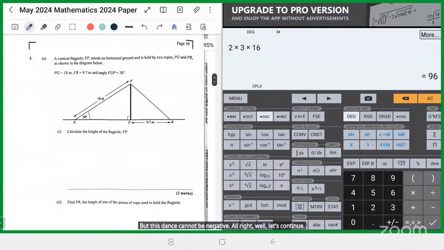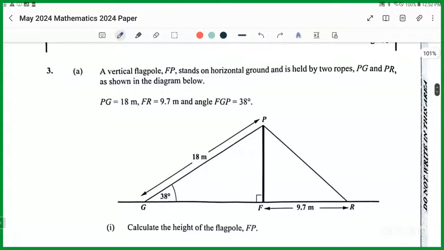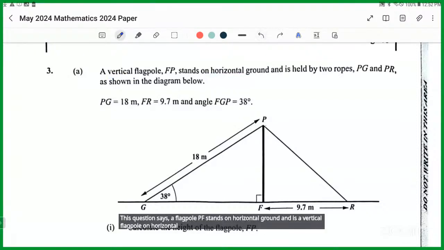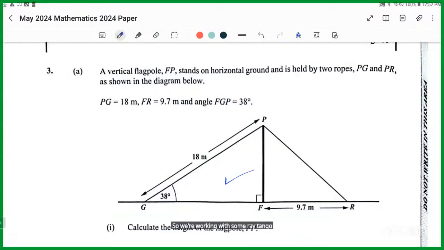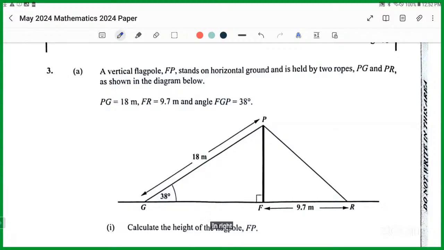Number 3. This question says, a flagpole PF stands on horizontal ground, and it is a vertical flagpole on horizontal ground. So the angle between vertical and horizontal is 90, that's why that is 90 degrees. So we're working with a right angle triangle. It means that we can use SOH CAH TOA and we can also use Pythagoras' theorem when we're working with right angle triangles. There's no need for the sine rule and cosine rule in right angle triangles. So SOH CAH TOA and Pythagoras' theorem, good enough.